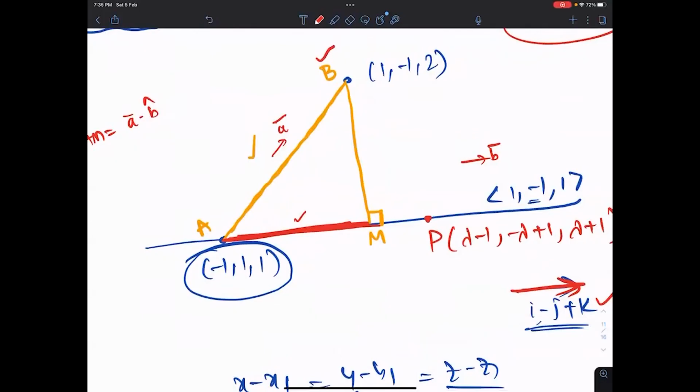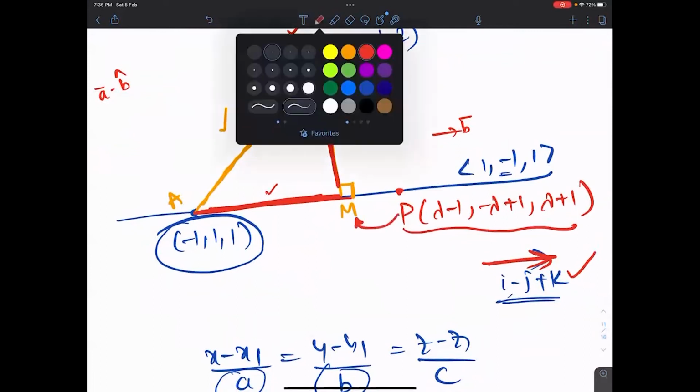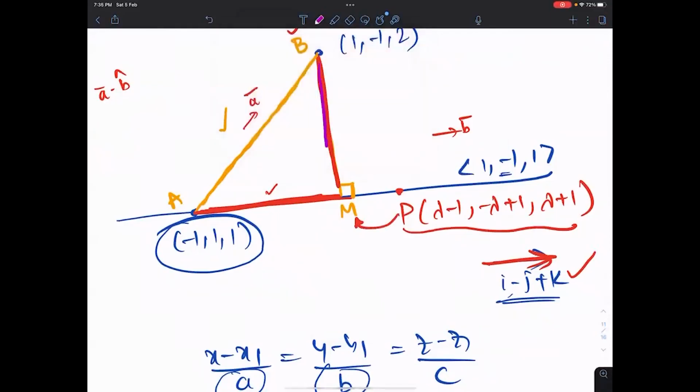Simple. Already you have written the general point, no? So simply what you do is, if this point is point M, then the angle between BM and the line must be 90 degrees. You know what is BM vector? Subtract. You know what is the line vector? That is this one. Dot product you equate, you will get the value of lambda. That lambda, if you substitute here, you will get the point P.